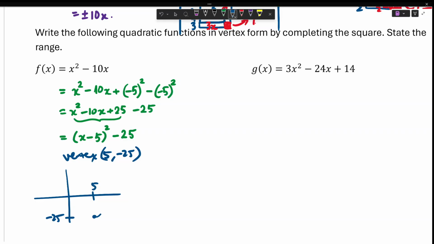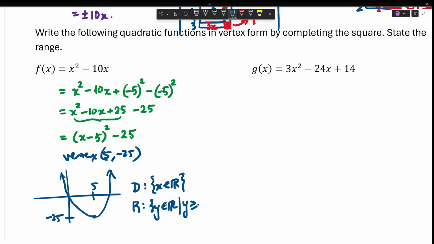And it should look something like this. It's concave up. Domain, all real numbers. The range, well, y has got to be greater than or equal to negative 25.